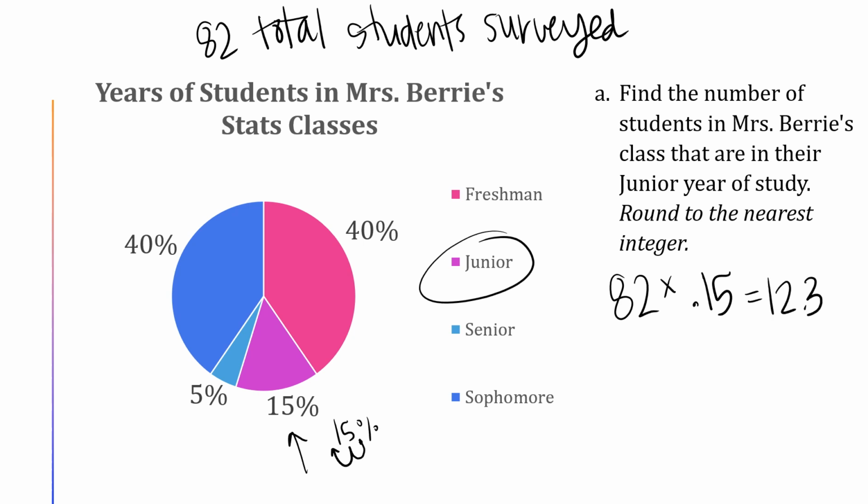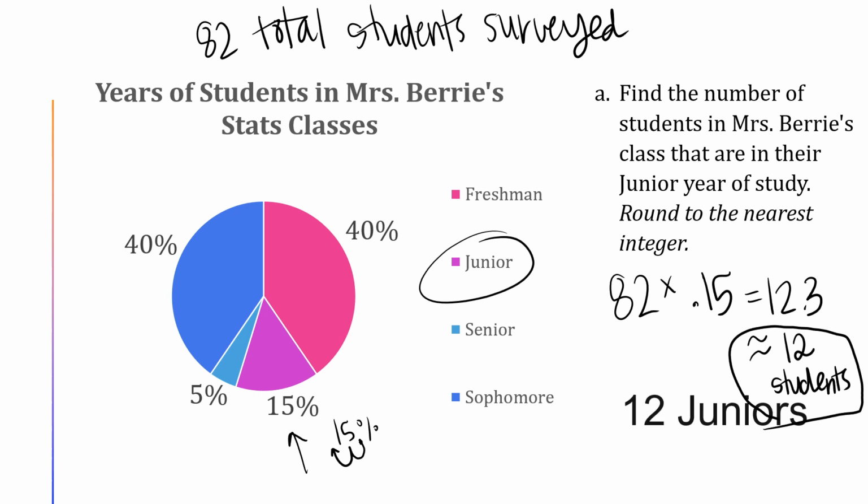And our directions tell us to round to the nearest integer. So for rounding to the nearest whole number, the nearest integer, that would be approximately 12 students. 12 students were juniors.